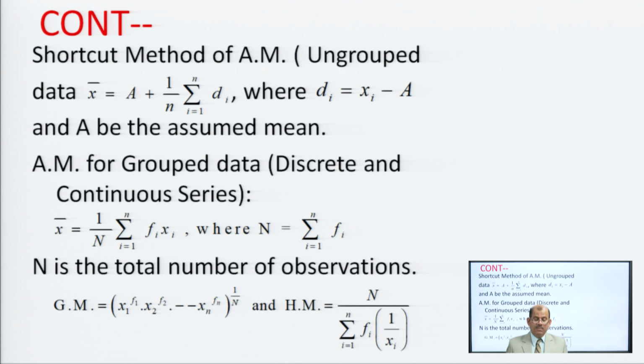We have already discussed the shortcut method of arithmetic mean for ungrouped data. Ungrouped data means individual series. Individual series means x bar is equal to a, where a is the assumed mean, plus 1 by n summation i varying from 1 to n di, where di is equal to xi minus a, where a is the assumed mean. Arithmetic mean for grouped data, discrete and continuous.